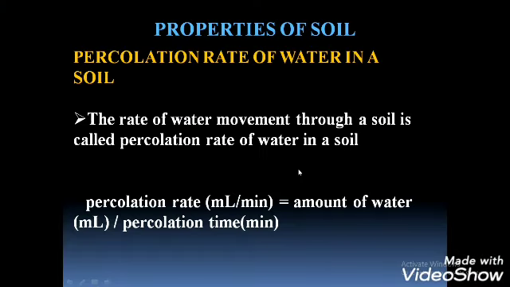Okay students, percolation rate of water in a soil. So what do you mean by percolation rate of water? It is the rate of water movement through a soil. So its equation is given below. Percolation rate, whose unit is milliliter per minute, is equal to the amount of water divided by percolation time in minutes.